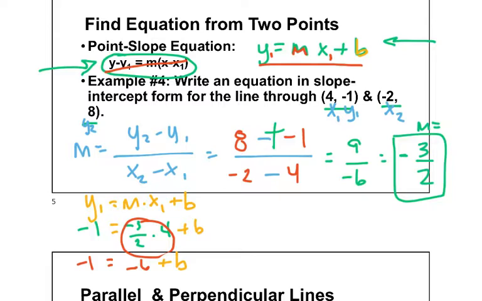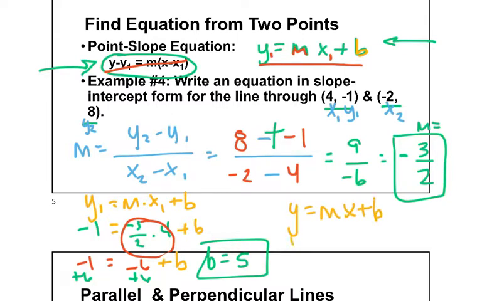All right, and then in order to get b all by itself, we're going to add 6 and realize that b is 5. So since we know b is 5 and m is this, our equation for y equals mx plus b is going to be y equals -3/2 x plus 5.